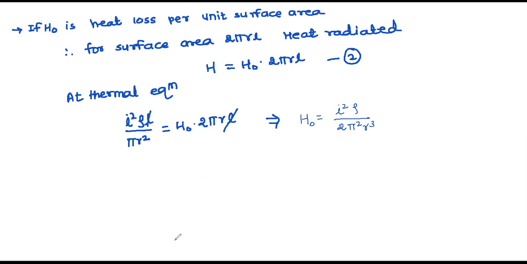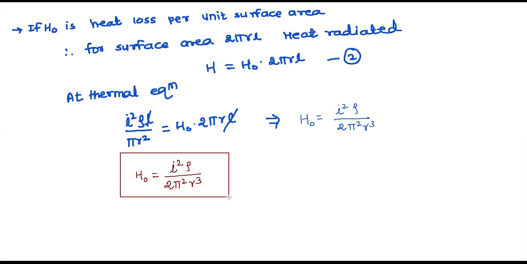So we got this value, that is H naught. H naught is equal to I square rho divided by 2 pi square R cube. Let's keep it in a box. Okay, we got this.